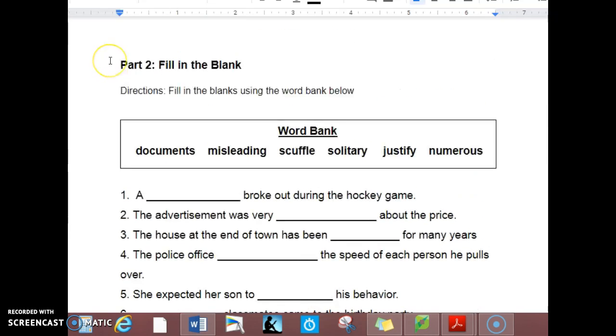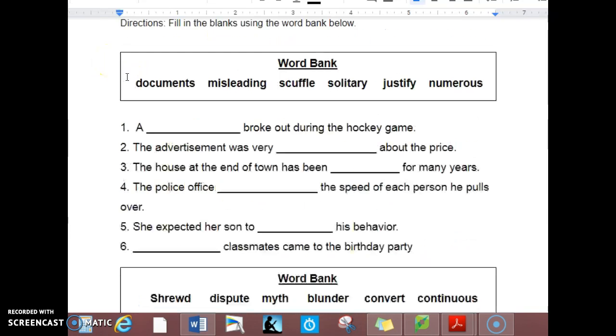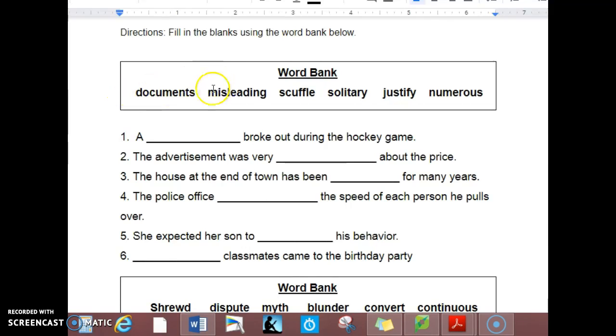Part 2, we fill in the blank. In our word bank up top, we have documents, misleading, scuffle, solitary, justify, and numerous. Number 1. A blank broke out during the hockey game.